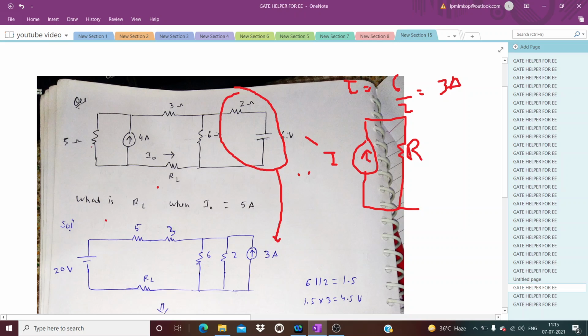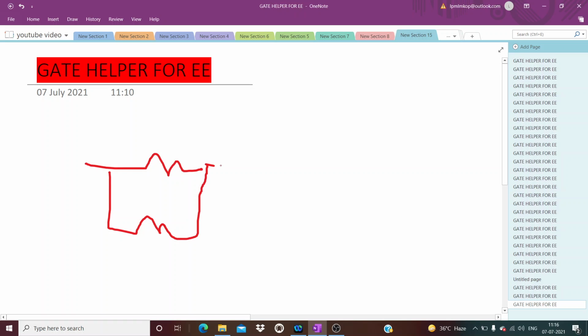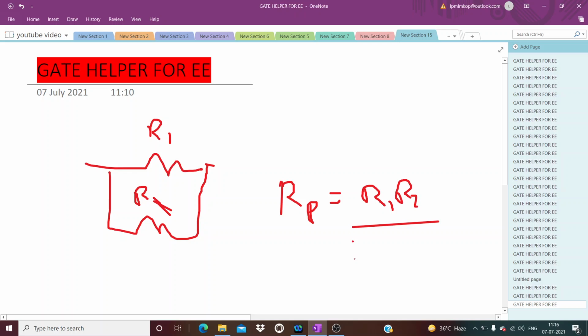Now we have converted this current source into a voltage source and a resistance, and the other things are kept constant. Then this voltage source is converted into a current source in parallel with a resistance. Now you see the 6 ohm and 2 ohm are in parallel. Whenever we have two resistances in parallel, if this is R1 and this is R2, then R net, R parallel, is given as R1 R2 upon R1 plus R2.